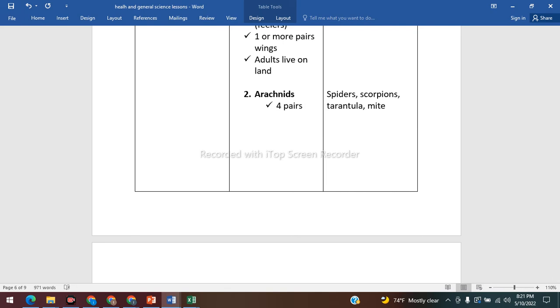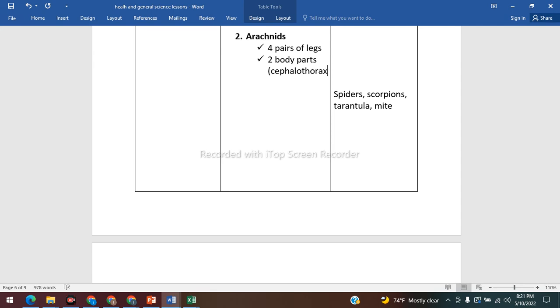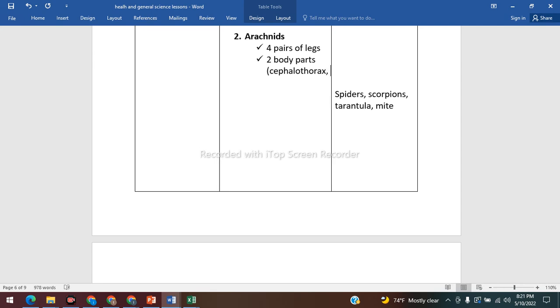Remember that. So, 4 pairs of legs, 2 body parts, and let's name the 2 body parts. It's going to be the abdomen and the cephalothorax. Cephalothorax. And then we have the abdomen.